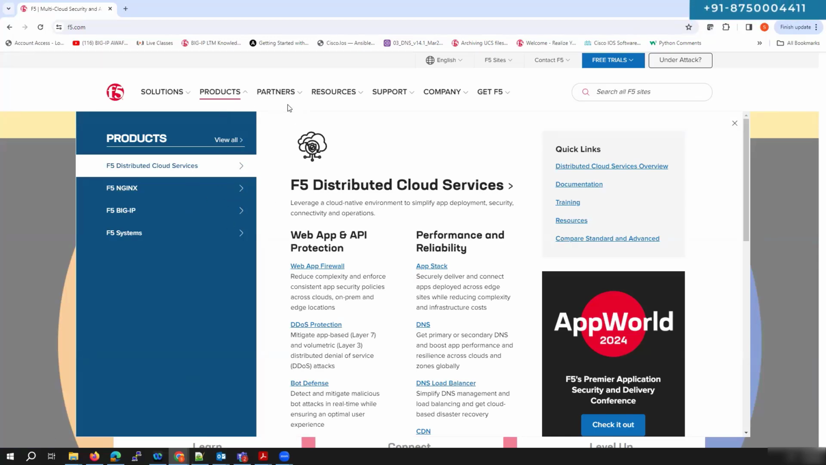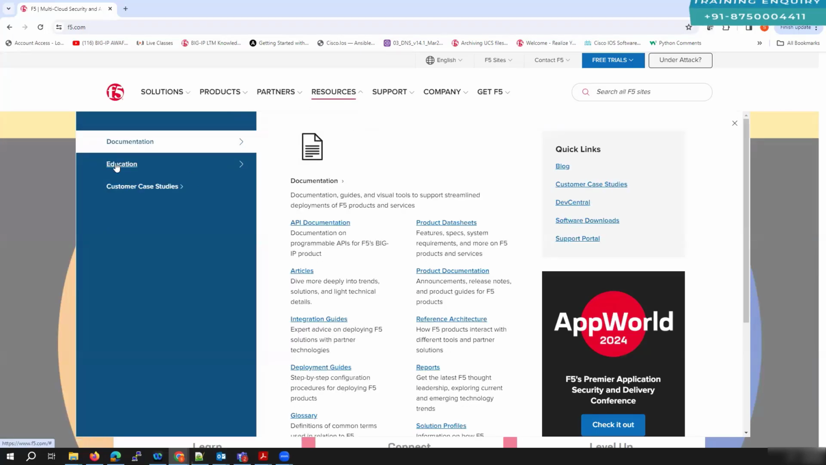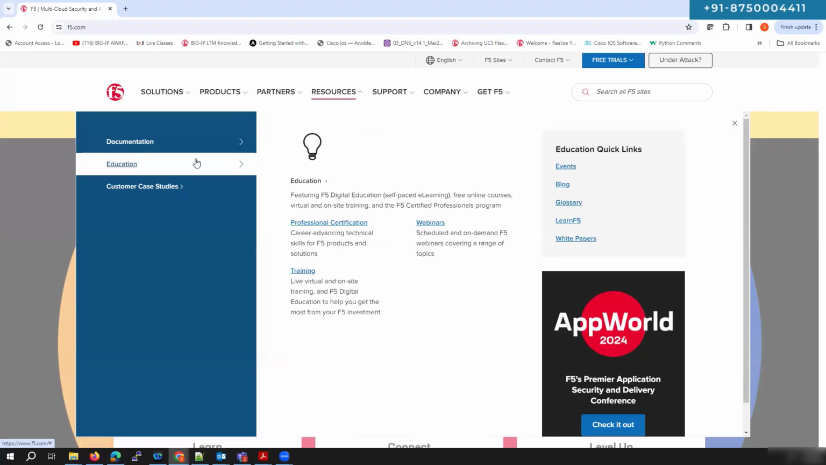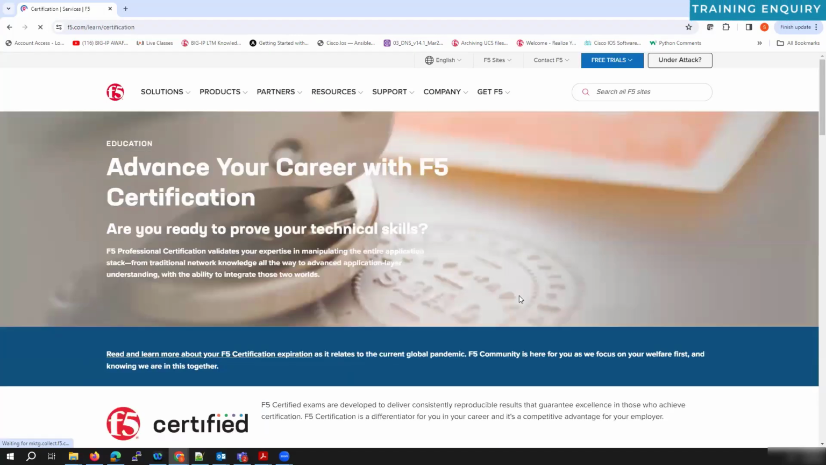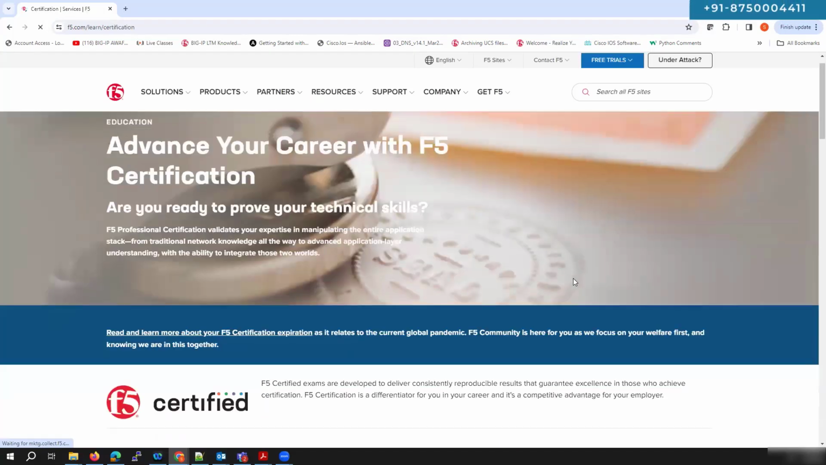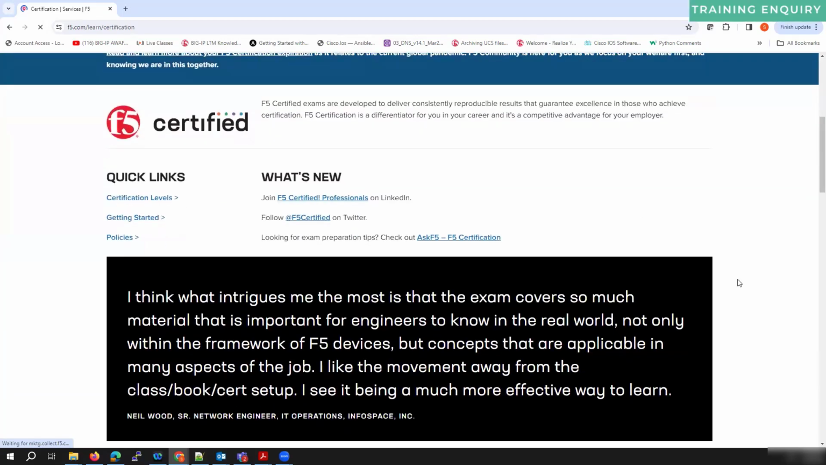But for now, let's talk about the training and certification of the F5 technology. If you go to resources here, and then to documentation, education, let's go to the education first. Under education, if you go to the professional certification, you can see which certifications are offered by F5. I just wanted you to understand why it is important for us to understand the BIG-IP first, not directly LTM or maybe GTM.